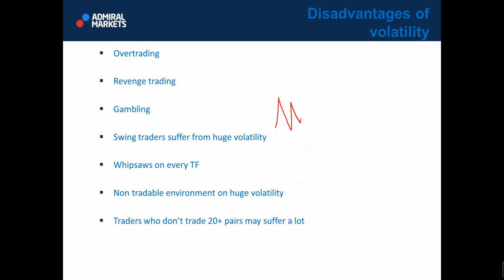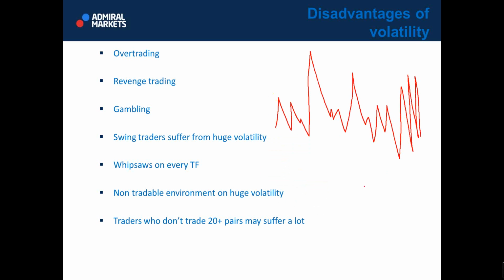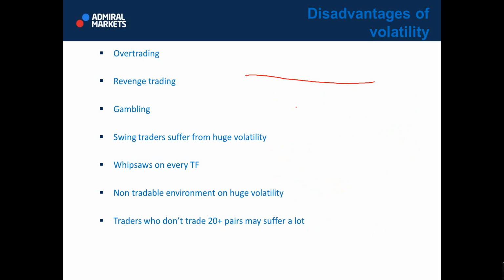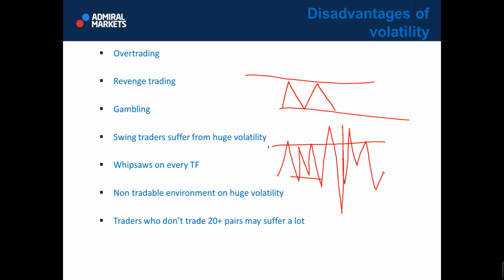Whipsaw is when the price is making this: up, down, up, down, up, down, so you don't know where it will go. It's not the same as range trading, because in range trading you will have a calm price action. But if you see that the price action is fast and you don't know which direction it will go, then it's usually a sign of a whipsaw high volatility market. You want to trade high volatility only if the market is calm enough, not wild.